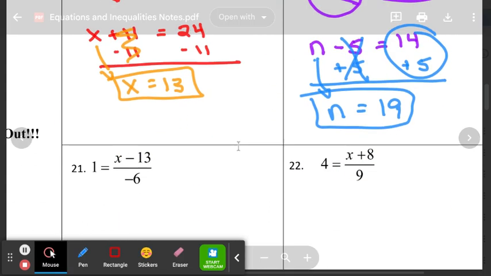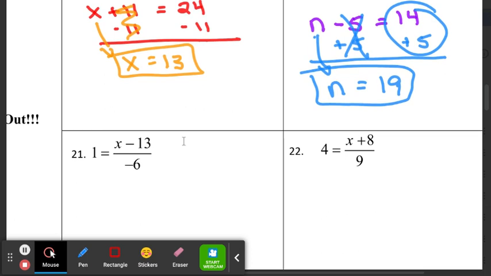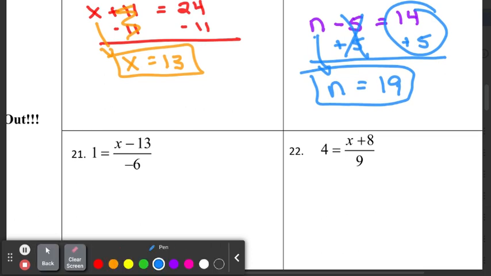Last two problems. It's the same idea, except this time the variable is on the right side of the equals, but that's okay. So we have 1 equals x minus 13 divided by negative 6. So let's multiply by negative 6. Whatever you do on one side of the equals, you have to do on the other side. Negative 6 times 1 is negative 6. And now here, those cancel. Bring down what you have left over.